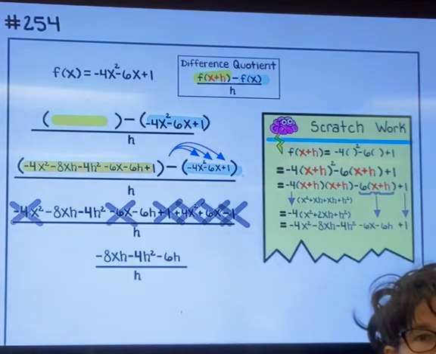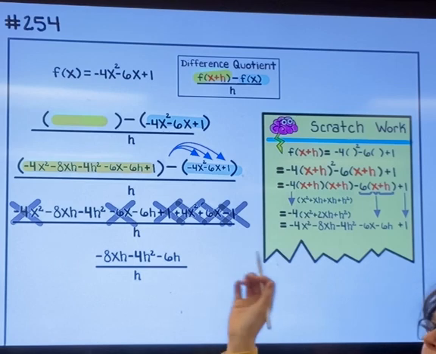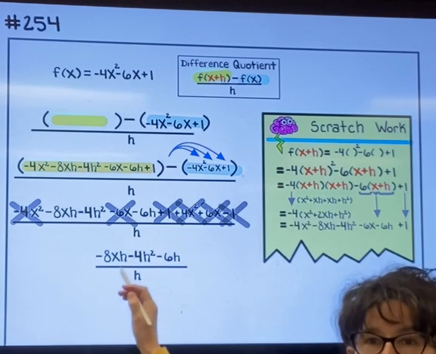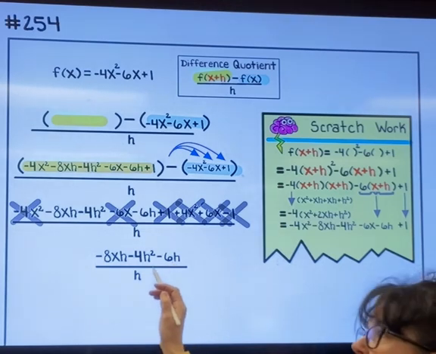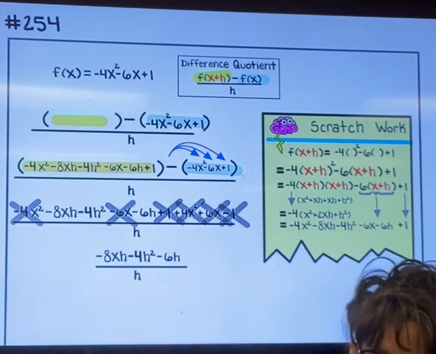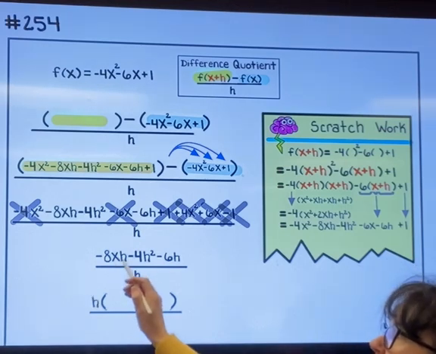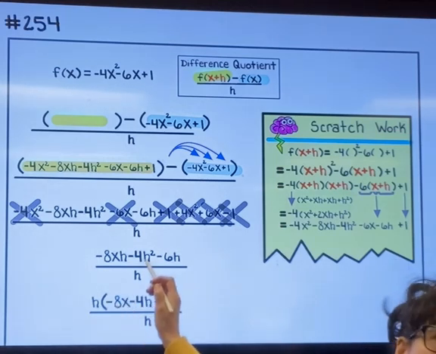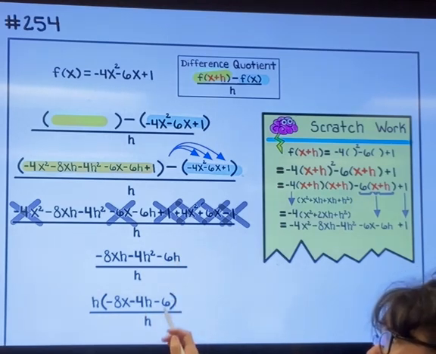Now, if you've done this correctly, it's good to know ahead of time something that you know is going to happen. Using this particular formula, if you've done this correctly, the terms that are left over will always have an h in common. So notice every one of these terms has an h. So to simplify a fraction, I need to factor out what's in common. So I'm going to factor out the h that's in common to all three terms. If I take an h out of negative 8xh, that leaves me with negative 8x. Taking an h out of negative 4h times h, I have a negative 4h, and an h out of negative 6h, I have negative 6.